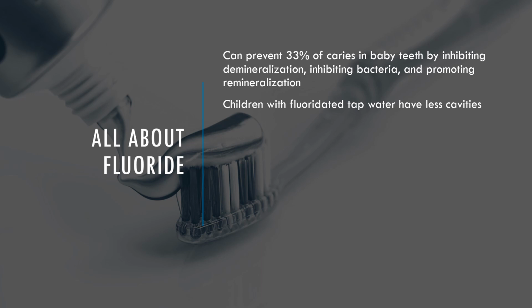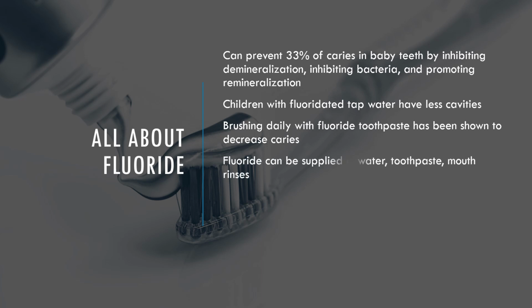Children with fluoridated tap water have less cavities than those with no fluoride in their water. Brushing daily with fluoride toothpaste has been shown to decrease caries significantly. Fluoride can be supplied in water, toothpaste, or mouth rinses. Another protective method that can be used is the use of sealants on the back molars. This can help prevent up to 80% of cavities.